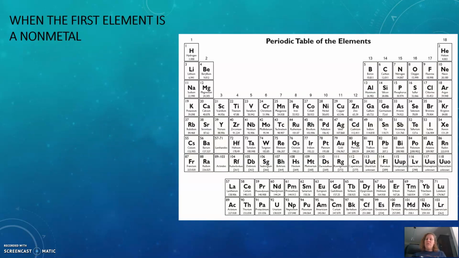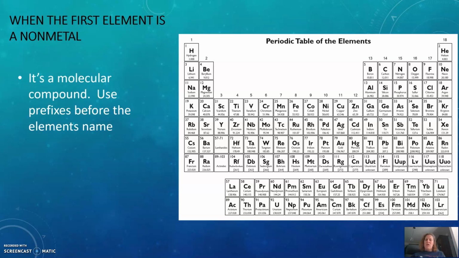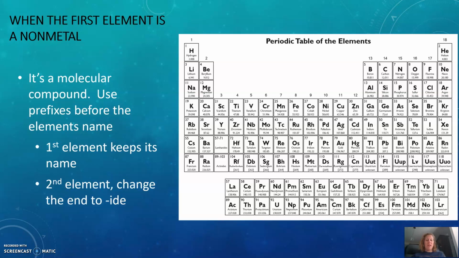So first off, when the first element is a non-metal, it's a molecular compound. Sometimes I call those covalent bonds, but molecular compounds. So you use prefixes, and just like ionic compounds, the first element keeps its name, and the second element changes to "ide." If the first element is a non-metal, there's only going to be two elements in the compound, and those will be the only beginnings.